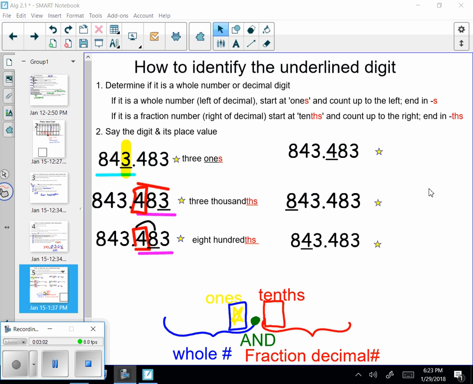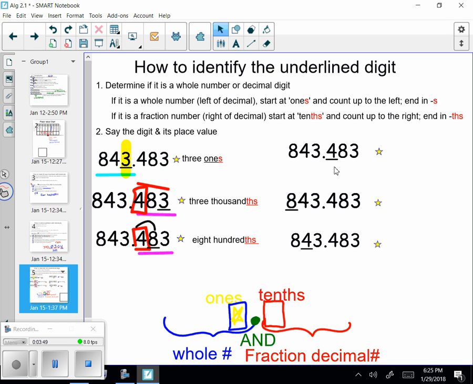Let's look at the column to the right. Can you figure out what each underlined place value is? Remember, determine first if it is a whole number or decimal number underlined. If it's a whole number, identify your ones place value. If it's a decimal place value, identify your tenths place value. If it's a whole number, start with ones and count up to the left. If it's a decimal place value, start with your tenths and count up to the right, ending in th.